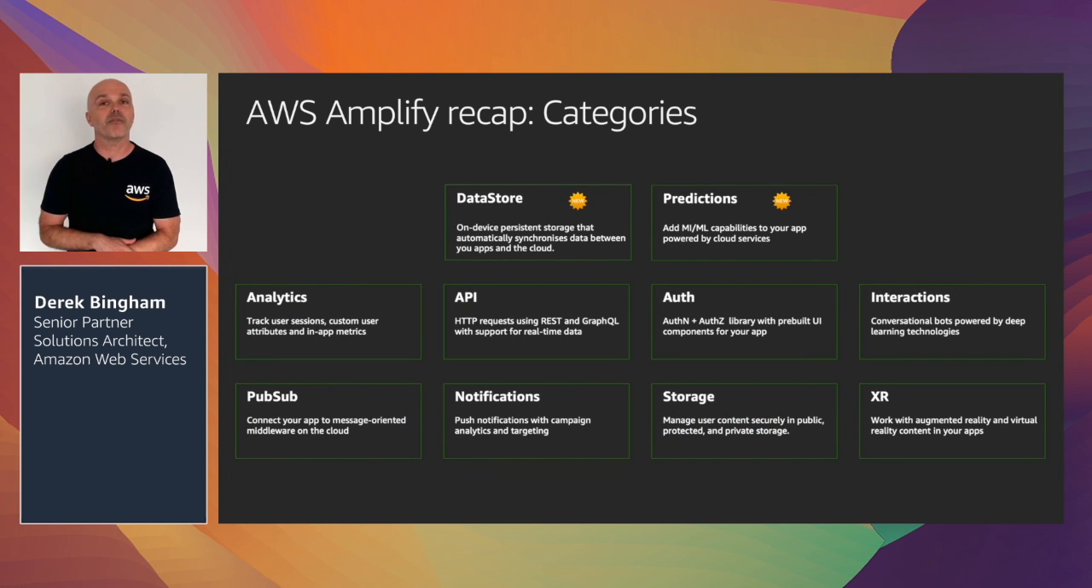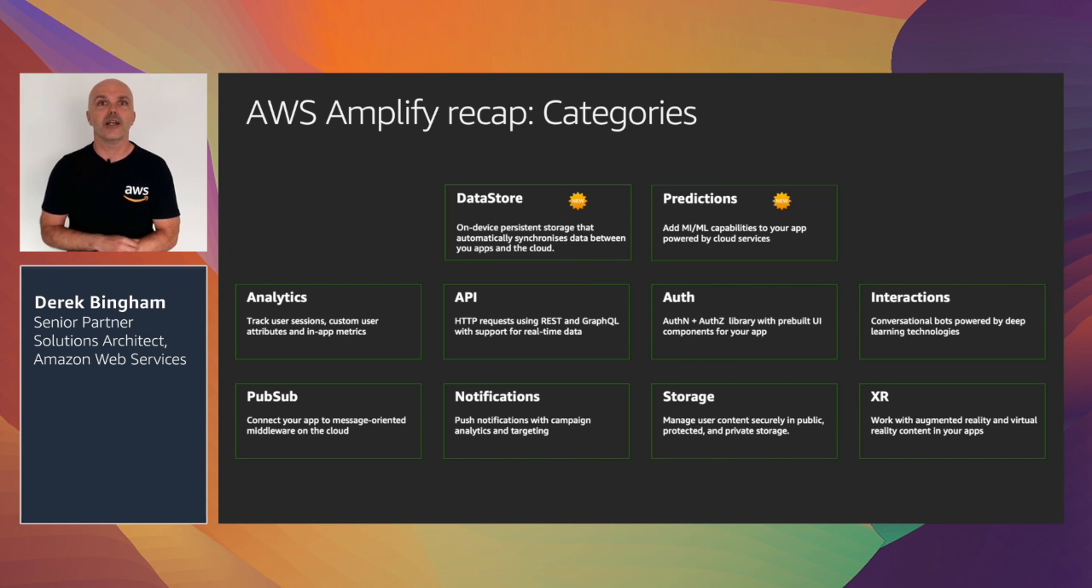Here we see the Amplify components, or categories. Categories are a way of wrapping functionality into a reusable component. So if, for example, I want to add authentication and authorization to my app, I would add the auth category. And likewise, if I wanted to add, say, a GraphQL API to my application, I would add the API category. So it's a great way of encapsulating functionality and adding it into your application.